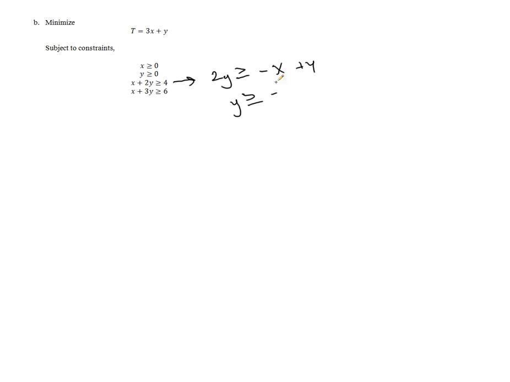So we get negative, well, x over 2 is really just 1/2 x. 4 over 2 is 2. So we get negative 0.5x plus 2. This guy here will become 3y greater than or equal to, subtract x from both sides, and divide by 3. So you get negative 1/3 x plus 2.